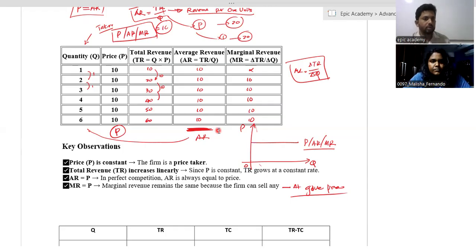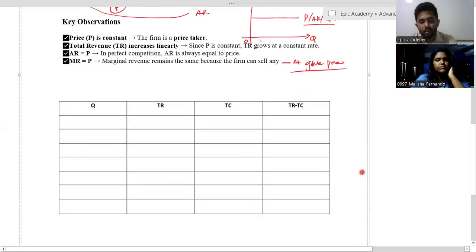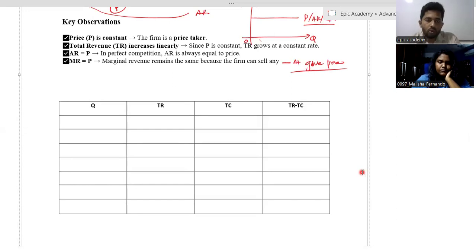Then write down why P, AR, and MR are equal. Because it is a given price, or because the firm acts as a price taker. So then let's discuss how we can maximize the profit for any kind of organization. It is not only for perfect competitive market structure firms, but also for each and every firm.